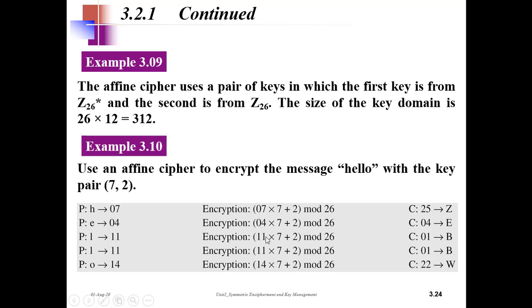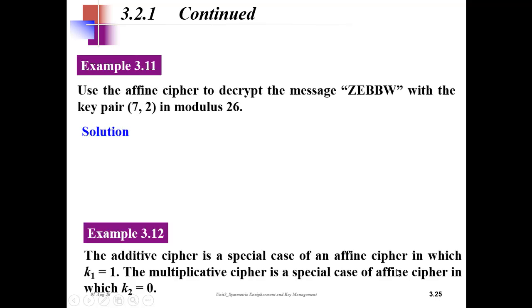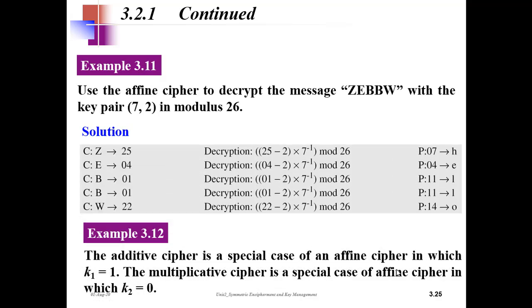Then 4 times 7 is 28, plus 2 is 30, so the remainder will be 4. So 4 corresponds to E, 25 corresponds to Z. So this is the encrypted message. Similarly, you can decrypt it.